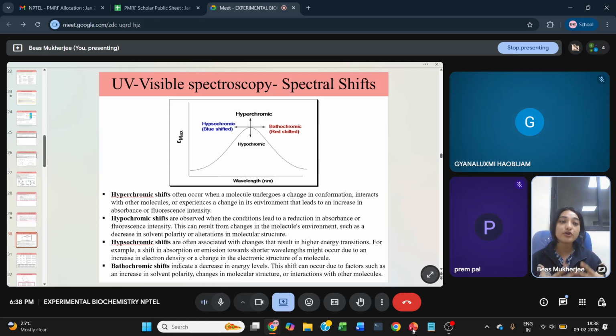Okay. So hyperchromic shift occurs when a molecule undergoes a change in conformation, interacts with other molecules, or experiences a change in its environment such that it leads to an increase in absorbance or fluorescence intensity. So the graph goes higher.